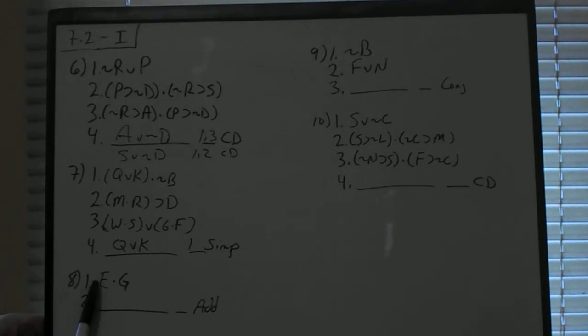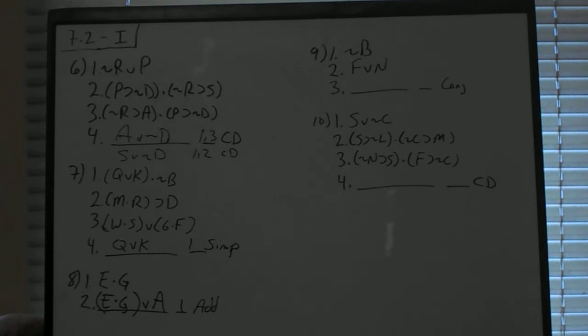Number 8, we have E and G, and they want us to use addition. Well, we're going to take the E and the G that we've got, and of course, since we're going to add something to it, we'll have to put parentheses around that. But the addition, you just use the wedge and add in there whatever you want to. A, B, Q, if A then B, whatever you wanted to put in there is fine, as long as you have the wedge with that addition added to it.